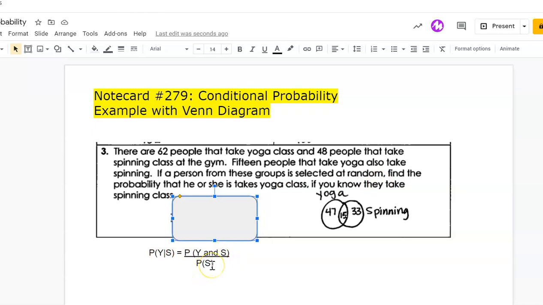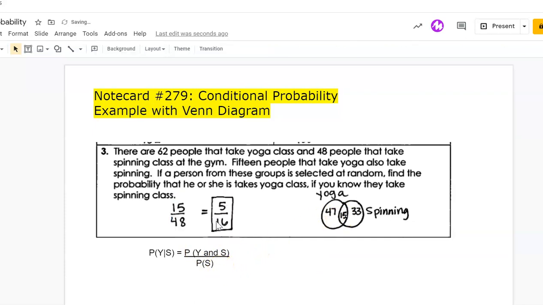And here's where I really do use this formula. You don't have to. Some of you have maybe a little more common sense, but for me, it's easier to use this formula on this one. And so what is the probability they take yoga and spinning? That's 15. Out of the probability they take spinning, well, how many was that? That was 48. So 15 out of 48 reduces to 5/16. Go ahead and pause me and finish up note card 279.